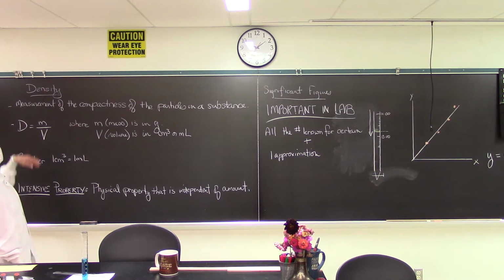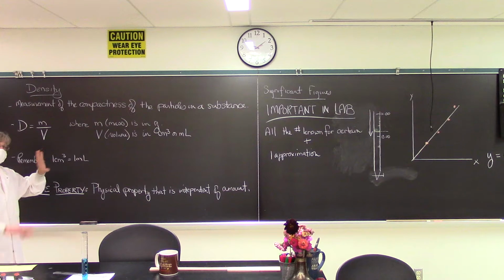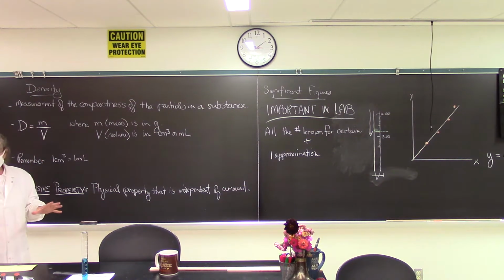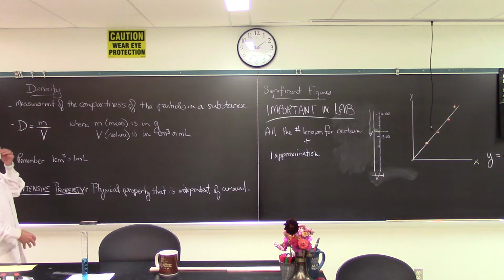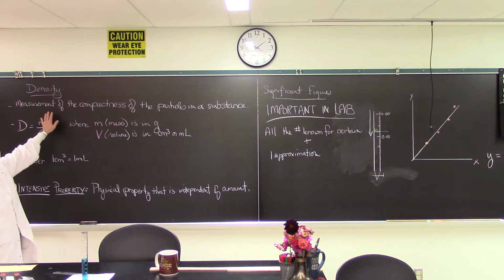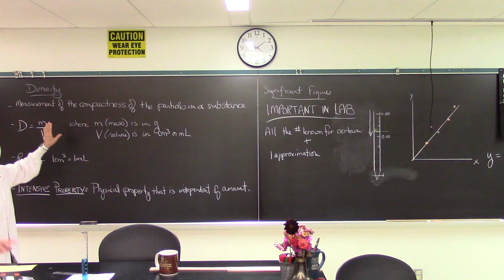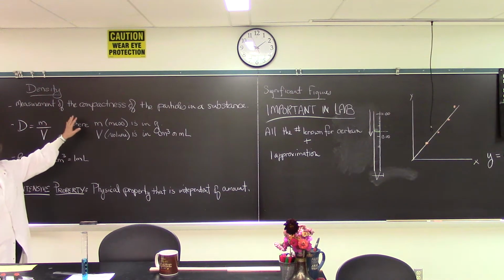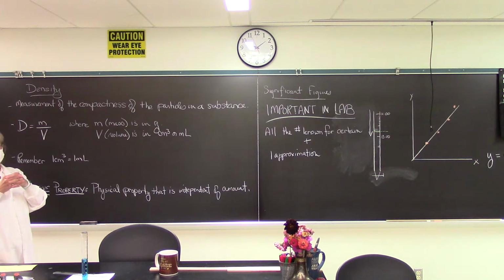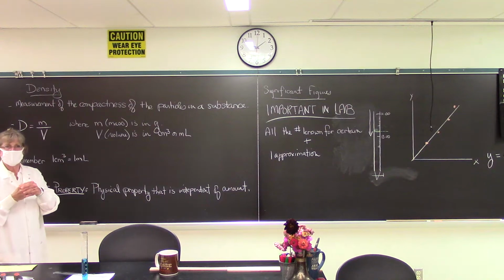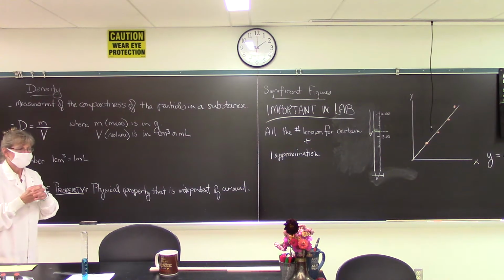So what is density? Well, in class, we talked about the fact that density is equal to mass divided by volume. It's completely a measurement-based property. But what it really is, if you want to actually think about it at the particulate level, is a measurement of how compact the particles in a substance are, how close together they are.